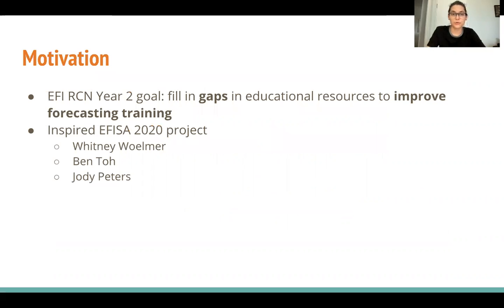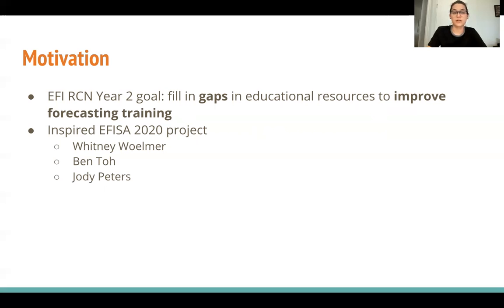Before I jump into what we have been doing, I want to talk a little bit about the motivation behind this project. So year two of the Ecological Forecasting Initiative Research Coordination Network had an overarching goal to fill in gaps in educational resources to improve forecasting training for undergraduate and graduate students.